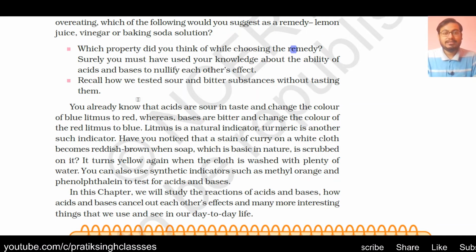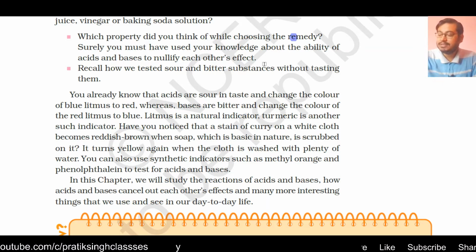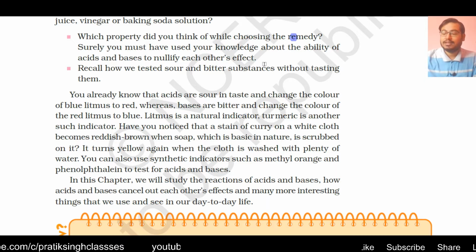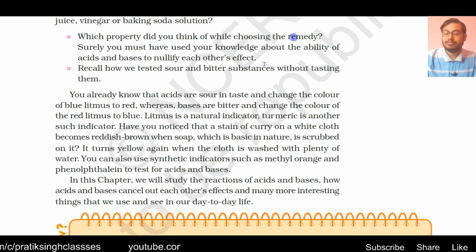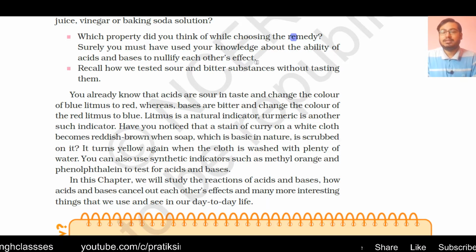Okay, so in that situation, what are the things we will think of as a remedy? Surely you must use the knowledge of the ability of acids and bases to nullify each other's effect. In the previous class, class 9th, we studied that when acids and bases react together, they nullify the reaction of each other. That means they remove the effect of each other.